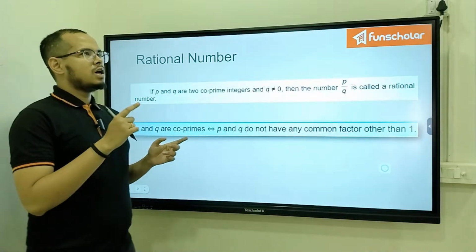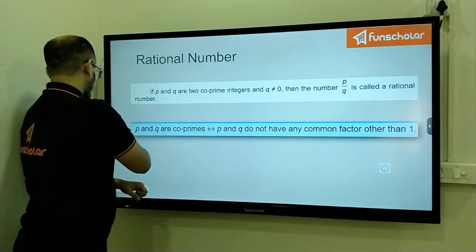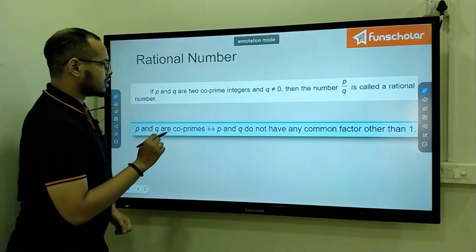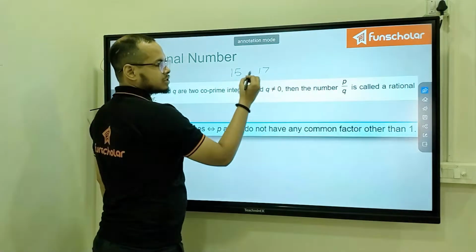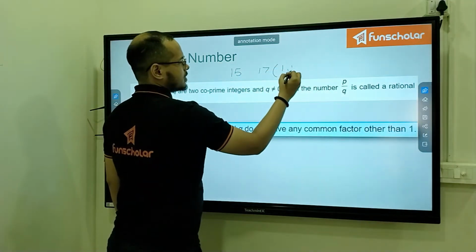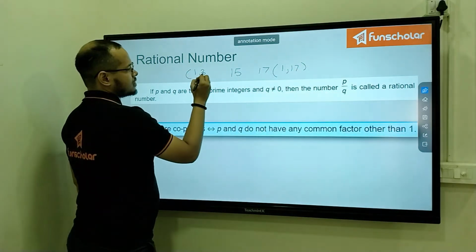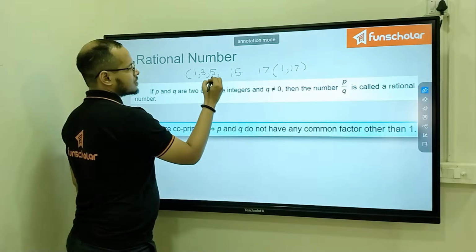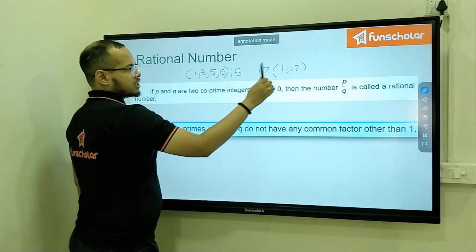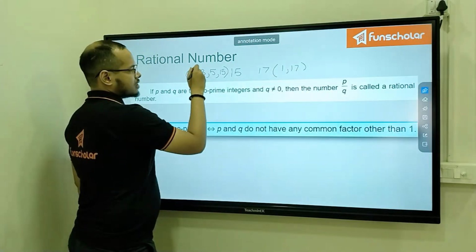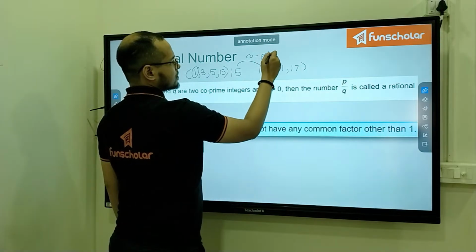If I say 15 and 17, let me write it down and show it. The factors of 17 are nothing but 1 and 17. The factors of 15 are going to be 1, 3, 5 and 15. There are no common factors except 1. So these two are coprime numbers.